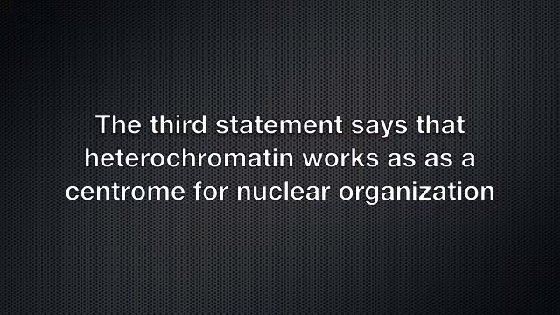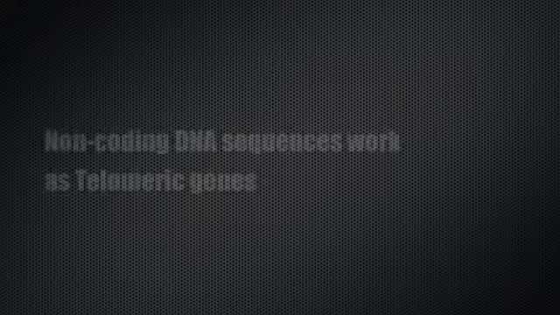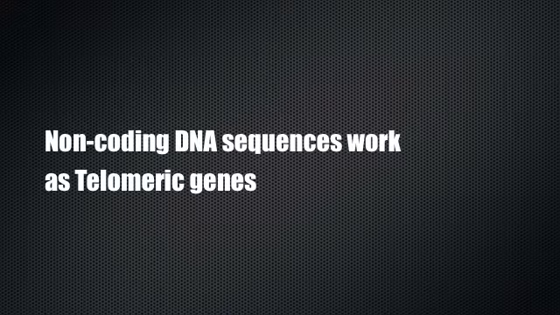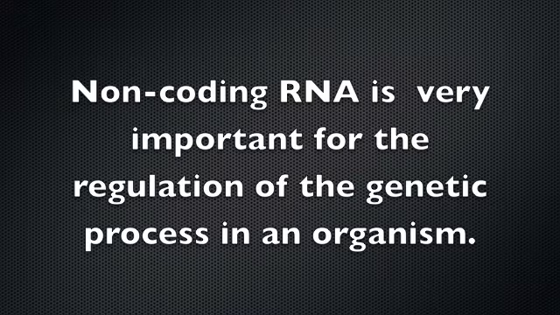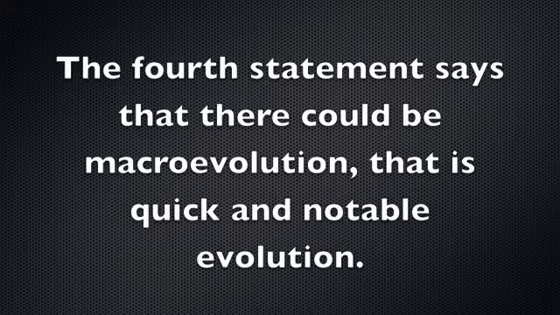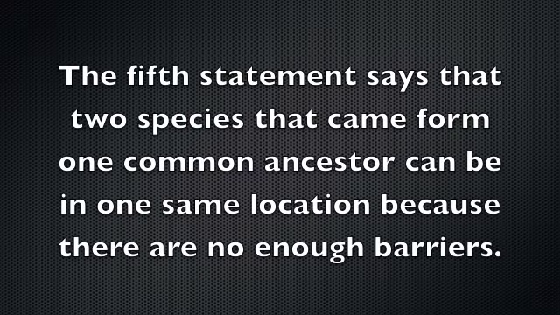The third statement says that heterochromatin works as a centrum for nuclear organization. Non-coding sequence works as telomeric genes. Non-coding RNA is very important for the regulation of the genetic process in an organism. The fourth statement says that there could be macroevolution that is quick and notable evolution. The fifth statement says that two species that came from one common ancestor can be in one same location because there are not enough barriers.